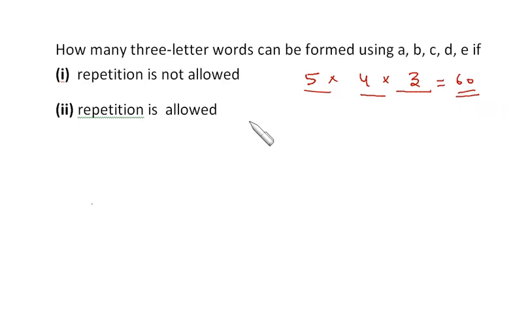Now if repetition is allowed, we have 5 choices at every place. So it's 125, right? So you got the difference when repetition is not allowed and when repetition is allowed, how we have to proceed. Okay.